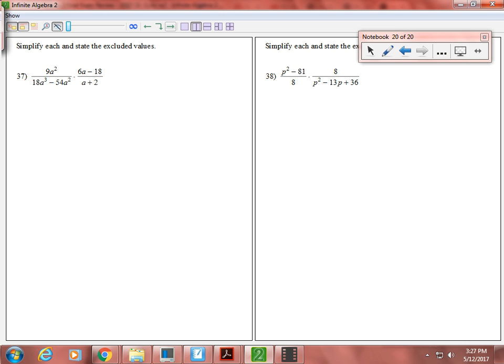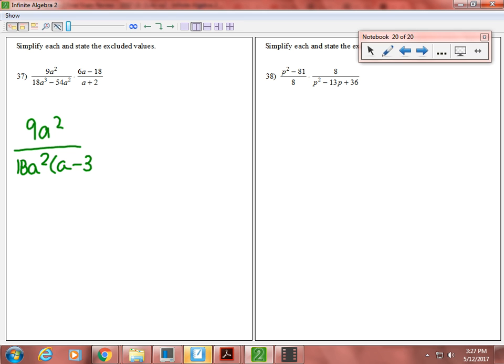Okay, simplifying each of these. So you're multiplying straight across on these. So I'm looking to factor these first. So I have 9a squared. On the bottom, I can take out 18a squared, and I'm left with a minus 3. Is that right? Why can't I do mental math?